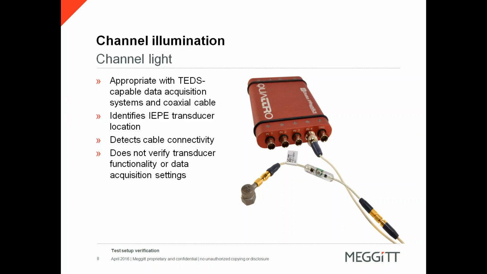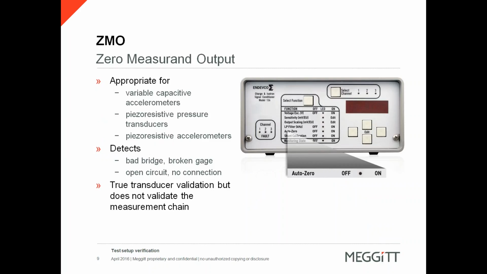Let's talk about some other test methods that do check the validity of the transducer instead. For example, a zero measurement output, or ZMO, measurement. It provides a good health check for variable capacitive or piezoresistive transducers. This measurement requires the attached signal conditioner to have this ability. Simply measure the transducer's ZMO and compare it to the value on the transducer's datasheet or calibration certificate. Any transducers off of the tolerance should be considered for replacement.